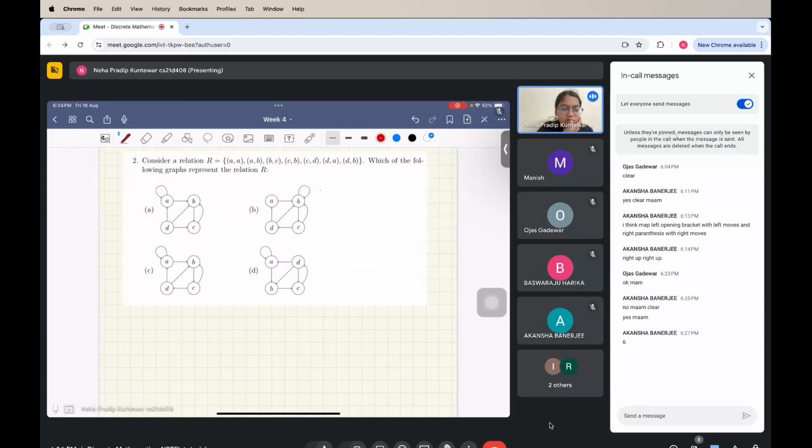So the second question is also similar, but maybe just take a couple of minutes. Here you are given a relation, and you're asked which of the following four is the correct graphical representation. So I'll wait for a few minutes. You can let me know in the chat, or you can unmute and tell me.